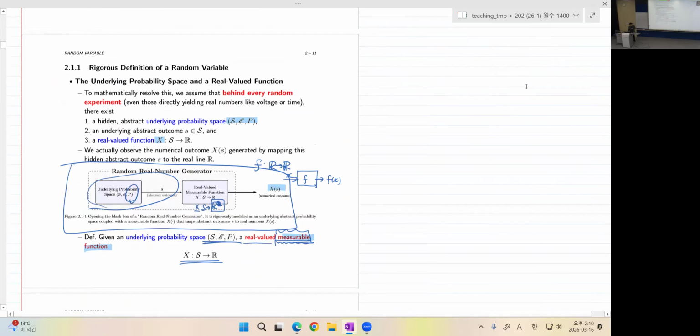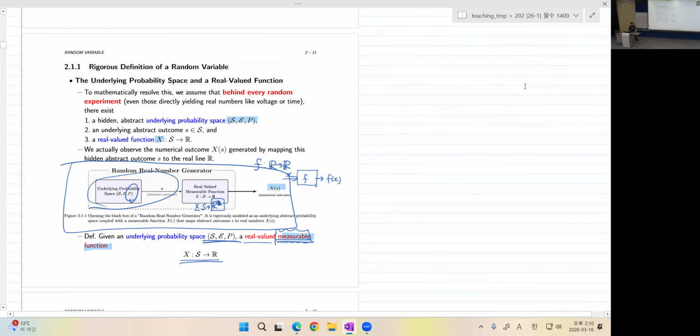So last time we've seen this block diagram. As I told you, we just assume that there exists an underlying hidden probability space. And here is a measurable function. Why do we call this function measurable? Because we want to compute an inverse image so that we can directly use this probability measure in computing an event in terms of this X.